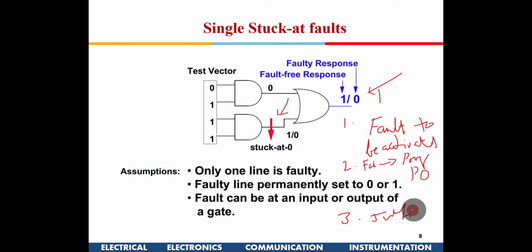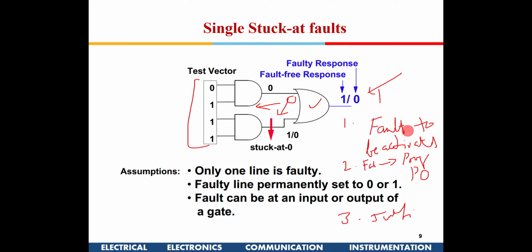Okay, what is justification? For this fault, we have propagated, and from there we come back and assign the test vectors. Like this is for an OR gate. For the fault to propagate, the other input should be 0. Now the fault has come here, but for this to be 0, I have to work backwards towards the test vector. So that is known as the justification process.